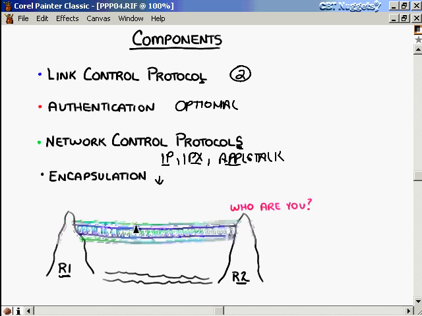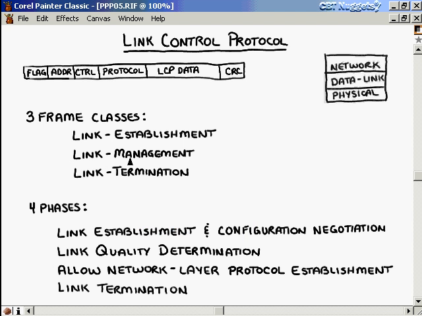The job of the link control protocol is to establish, maintain, and terminate links. Okay, and the way it's going to do that is by using 3 different classes of frames. What we see here is the link establishment. As we said, it establishes. Link management, which is used to maintain the link, and then link termination types of frames.